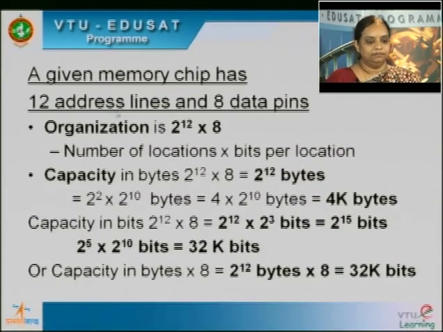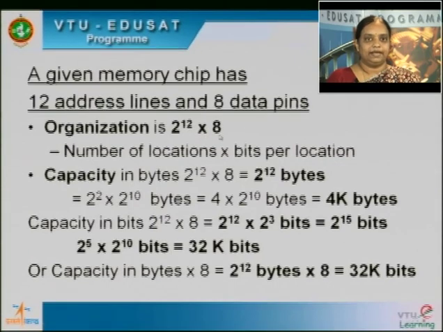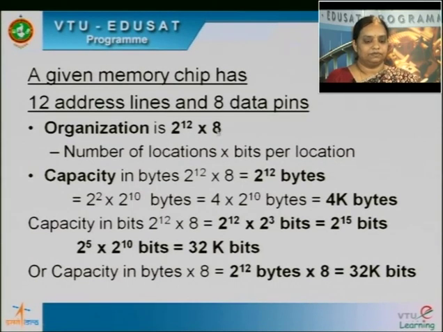And this is a small example which tells you the difference between organization and capacity. Let us consider a memory chip which has 12 address lines and 8 data pins. So the organization is 2 to the power 12, that is 2 to the power of the number of address lines, into 8. What is 8 here? 8 is the number of data lines or data pins that are available. So total capacity is 2 to the power 12 into 8, and you can write it as 2 to the power 12 bytes. As I said, the capacity can be in terms of bits and bytes. So in terms of bytes, it is 2 to the power 12 bytes.